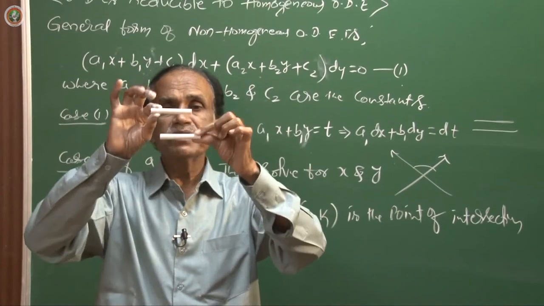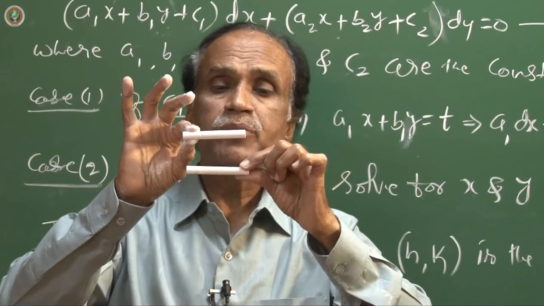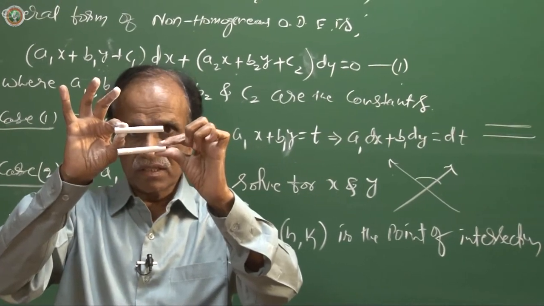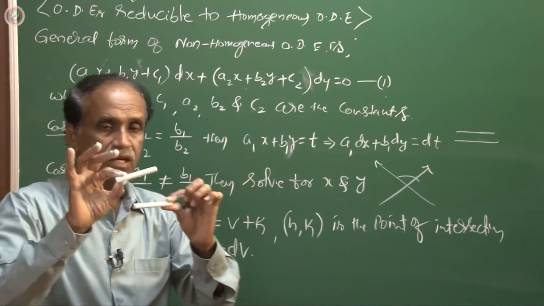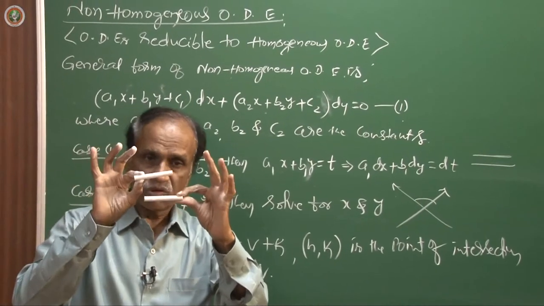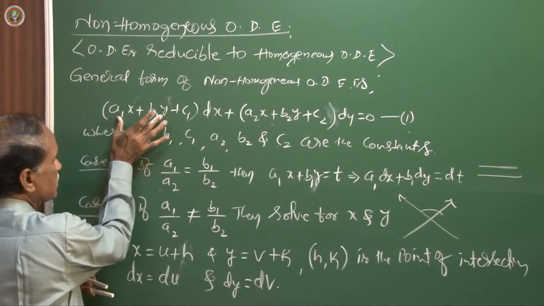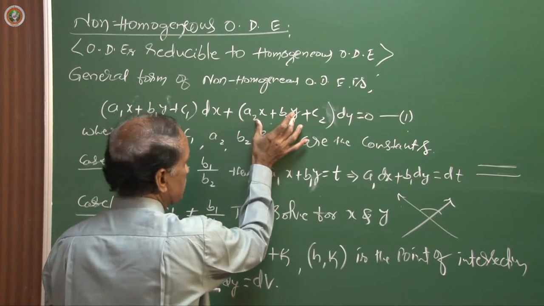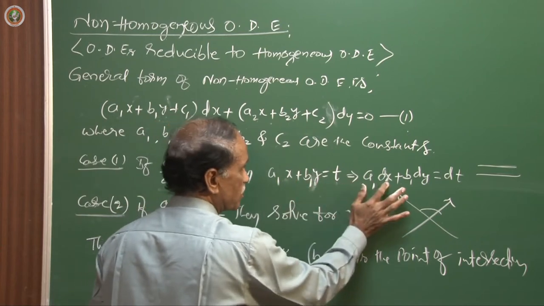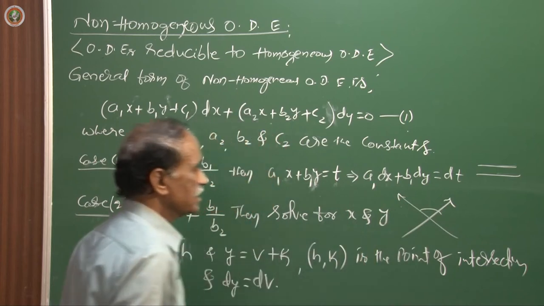But if the lines are parallel, then there is no need of finding the point of intersection because you can't get the values of unknowns. Parallel means it is in the form of a non-homogeneous differential equation. But how to solve this when the lines are parallel? Then you take either this quantity or this quantity as some other variable, then differentiate x as dx, y as dy and t as dt.